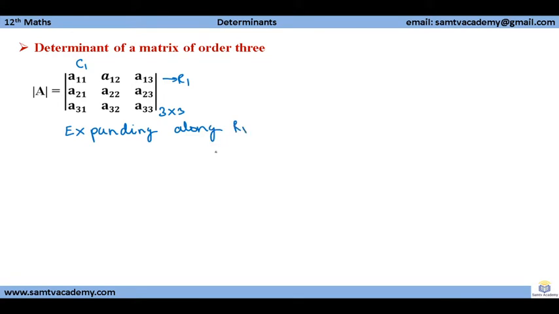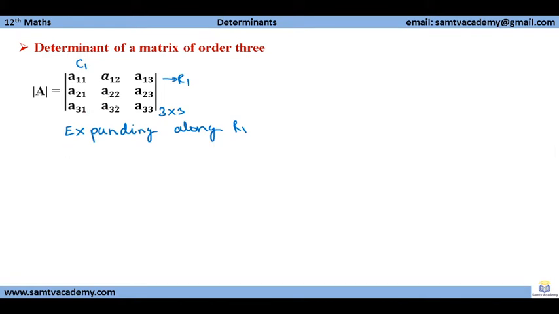If we have a question, we have to see in which row or column we are expanding, whichever will make our calculations lesser, that row or column we will take. Suppose in any row we have 0 here, this element is 0, this element is 0, so we will take this row, as we don't want to calculate this and this, only we have to calculate for this one. So it depends on the respective question, whichever column or row we have to take.